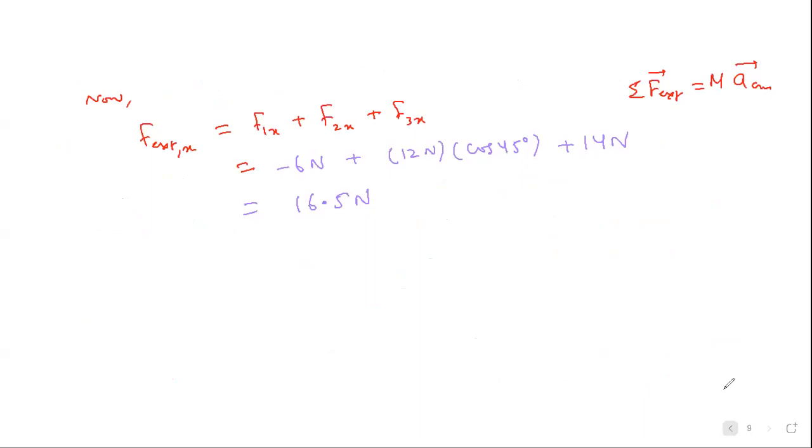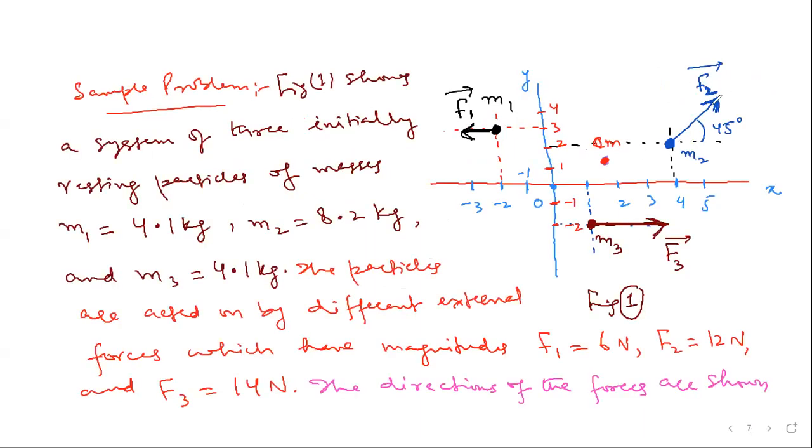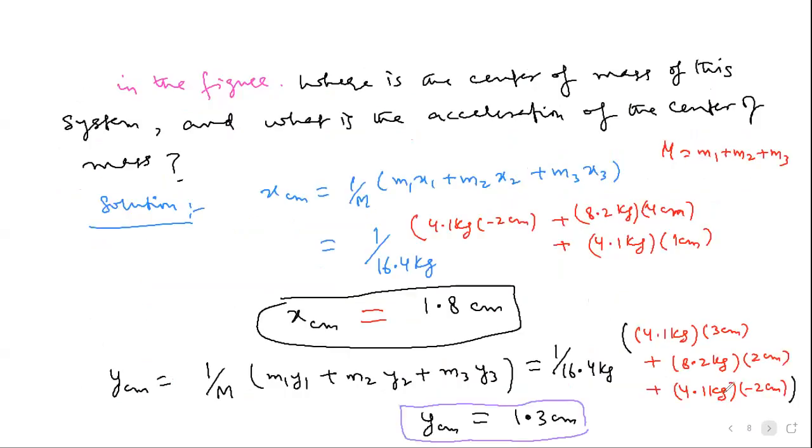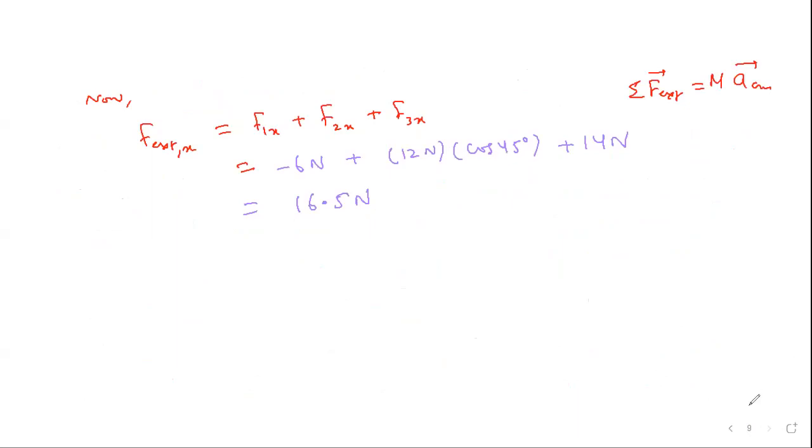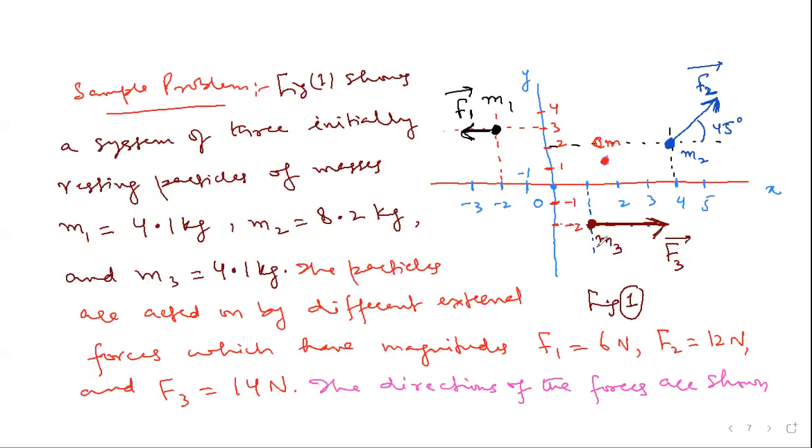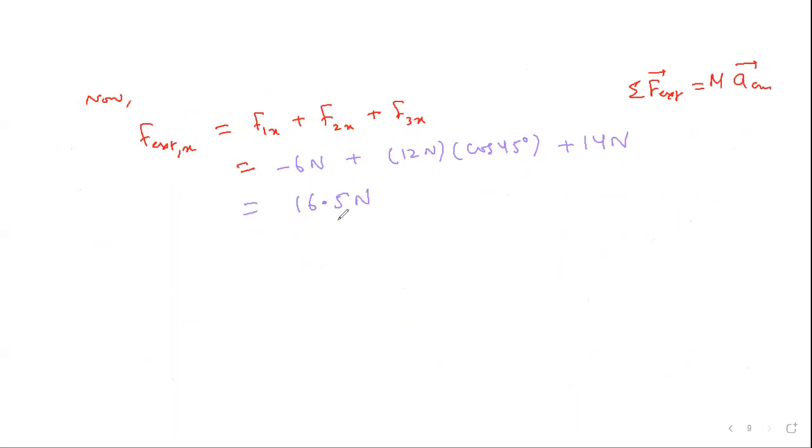Then let's move to F2. F2 is partly along x, partly along y. Its x component will be F2 cos 45 degree. Its magnitude is 12 Newton, so it will be 12 Newton times cos 45 and it's pointing along positive x. That's why plus 12 Newton into cos 45 degree. Then F3x. F3 is fully along x direction and positive. Its magnitude is 14 Newton. That's why I have written here plus 14 Newton. So we have got F1x.